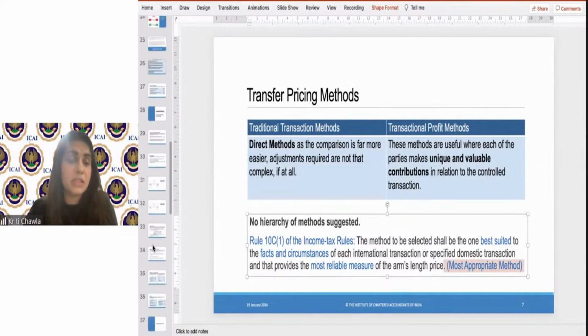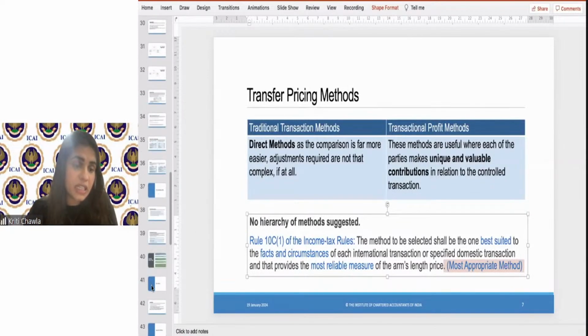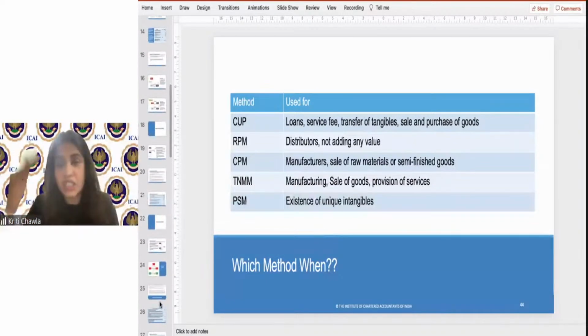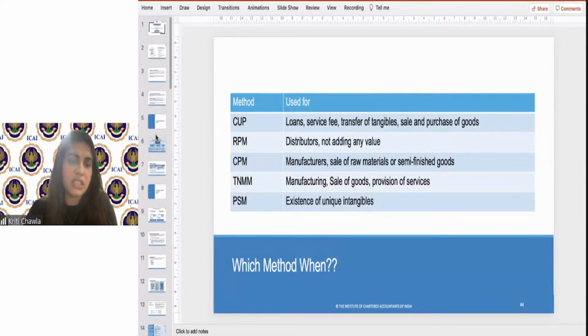And what I've done is, in this particular slide, it says which method when. So I've summarized for you which situation, which method is actually used. You can make use of this particular slide towards the end also, but this slide will come into play when we've discussed all the methods that are there.